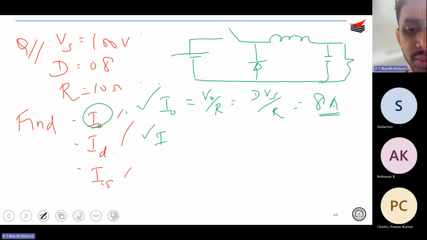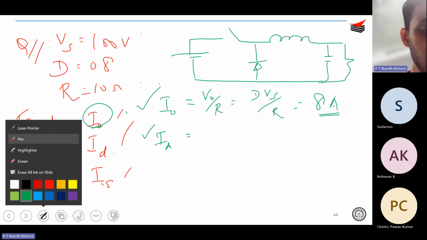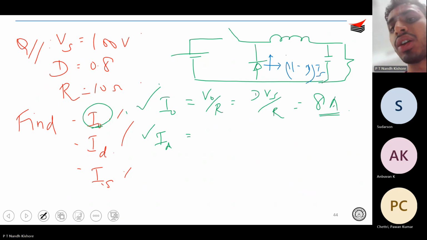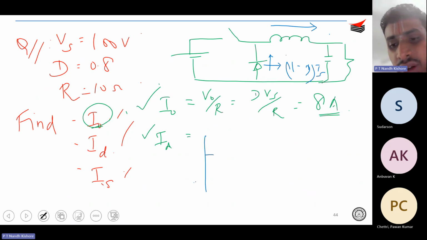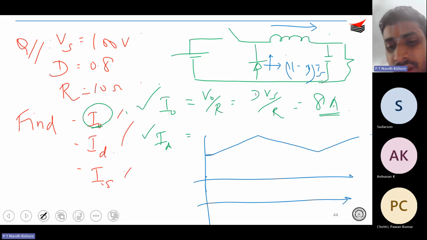What is ID? Okay. So you understand when the diode would conduct, right? The diode is going to conduct during your freewheeling period, right? So the diode will conduct for 1 minus D Ts interval. So you have your inductor current. Your inductor current will be something like this, right? So what is your diode current?